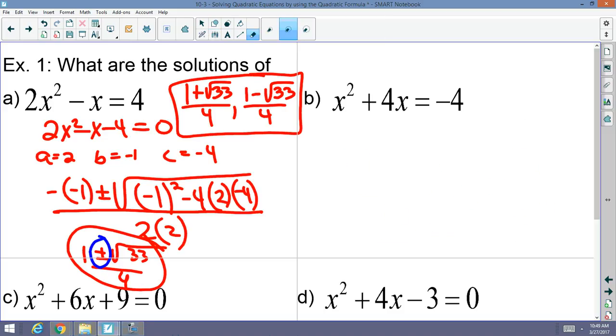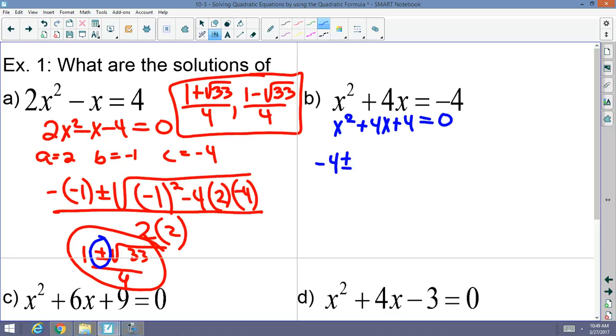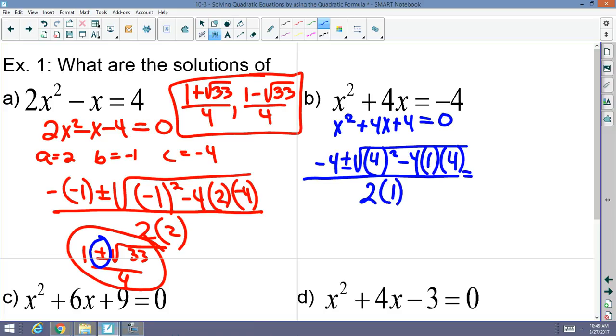Okay, next. I got x squared plus 4x equals negative 4. First, I'm going to create a trinomial. So x squared plus 4x plus 4 equals 0. Even though this is factorable, I want to use the quadratic formula. So I'm going to go negative b plus or minus square root of b squared. Please put that b in parentheses. Minus 4 times a times c over 2 times a. This is going to be negative 4 plus or minus the square root of 0 over 2. Oh, so look at that. x equals negative 2.